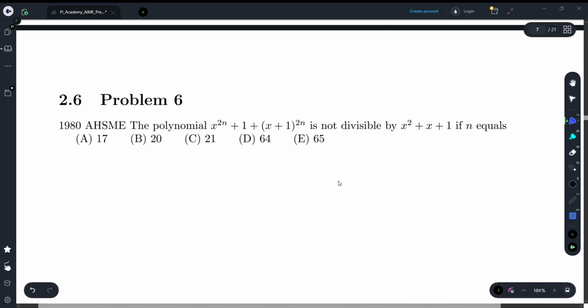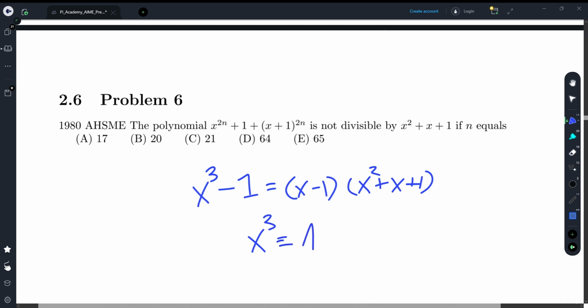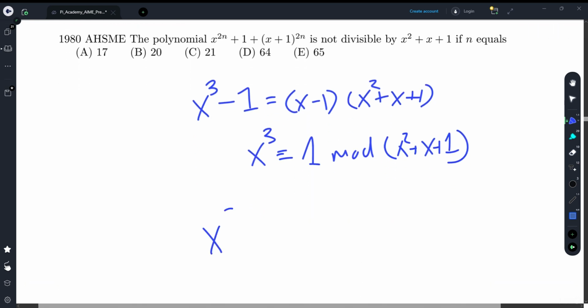So first of all, we notice that x cubed minus 1 is equal to x minus 1 times x squared plus x plus 1. So x cubed is equal to 1 mod x squared plus x plus 1. And this is significant because now, instead of doing x to the 2n, we can do x to the 2n mod 3. And you might be like, well, why mod 3?